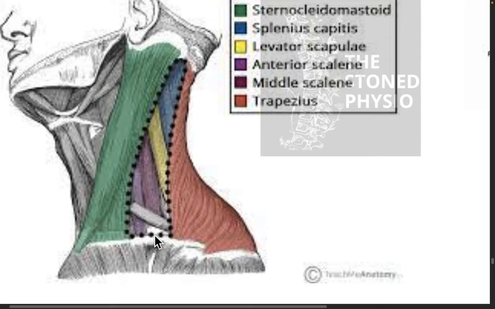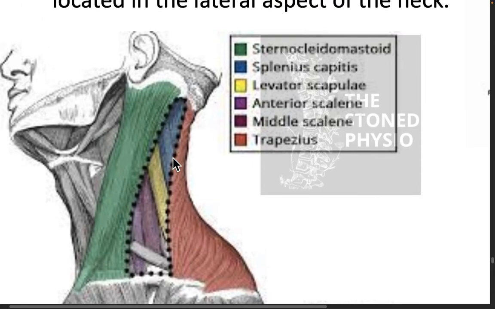Now we can see we have a bunch of muscles present inside the posterior triangle. We will talk about this particular muscle, the infrahyoid muscle. Which muscle? The omohyoid. The inferior belly of the omohyoid divides the posterior triangle into two sub-triangles, a smaller triangle inferiorly and a bigger triangle superiorly.